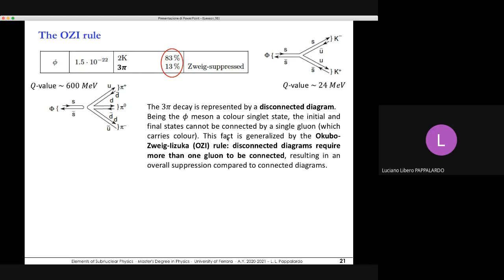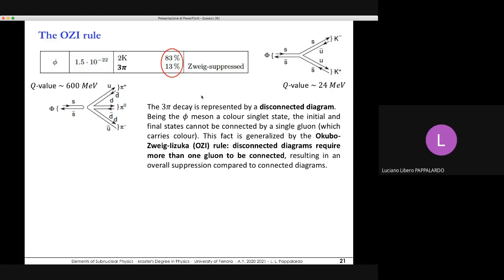Okay, now this is the crucial point, because the phi meson, being of course a hadron, is a color singlet state. Okay, and also the final state is a color singlet state. And so you cannot connect these initial state and final state by the exchange of one single gluon, because the gluon carries color charge. Okay, so you will not get charge conservation at these two vertices here. So you cannot simply connect initial and final state of these disconnected diagrams by a single gluon exchange.